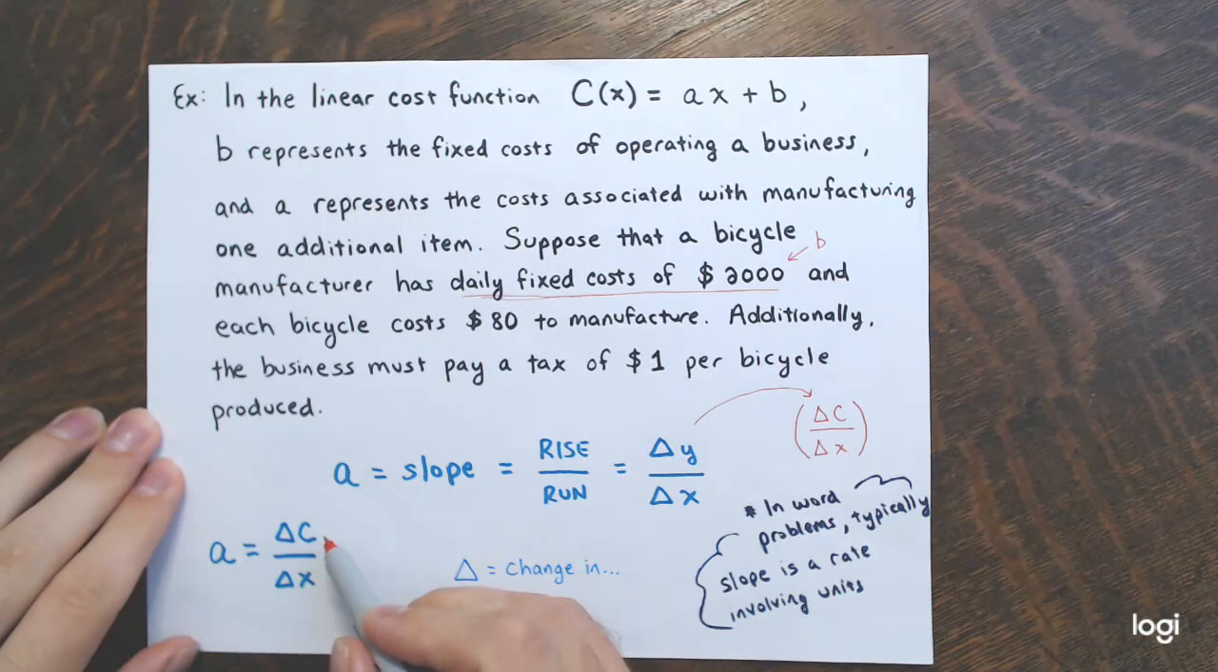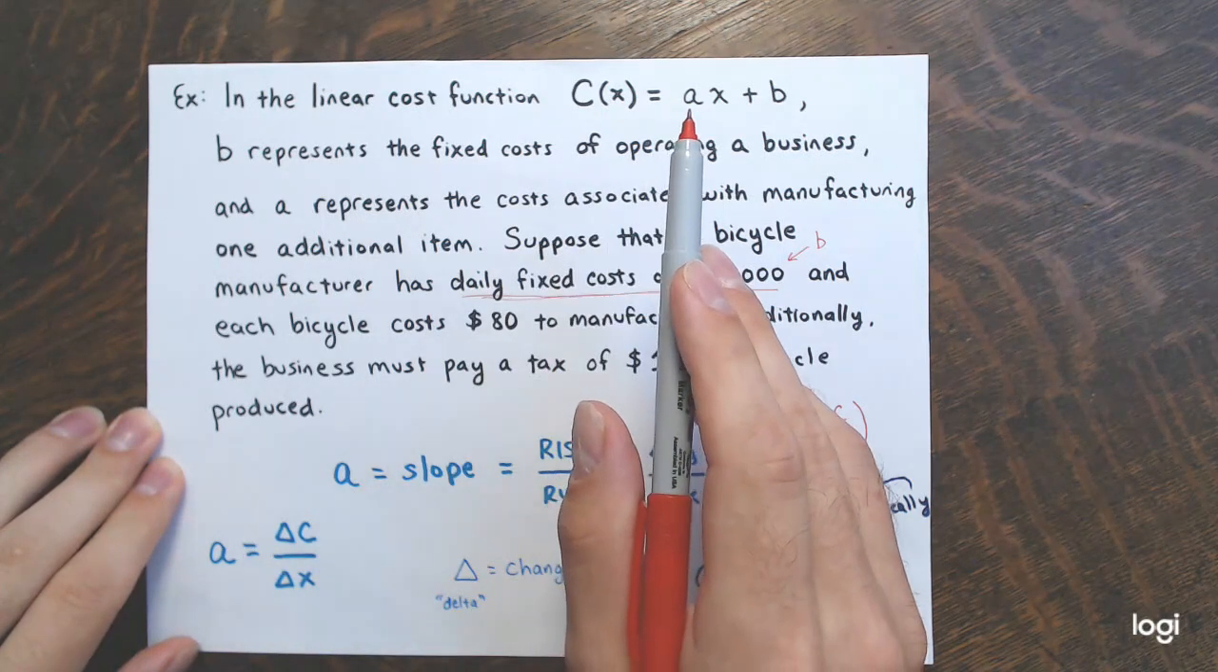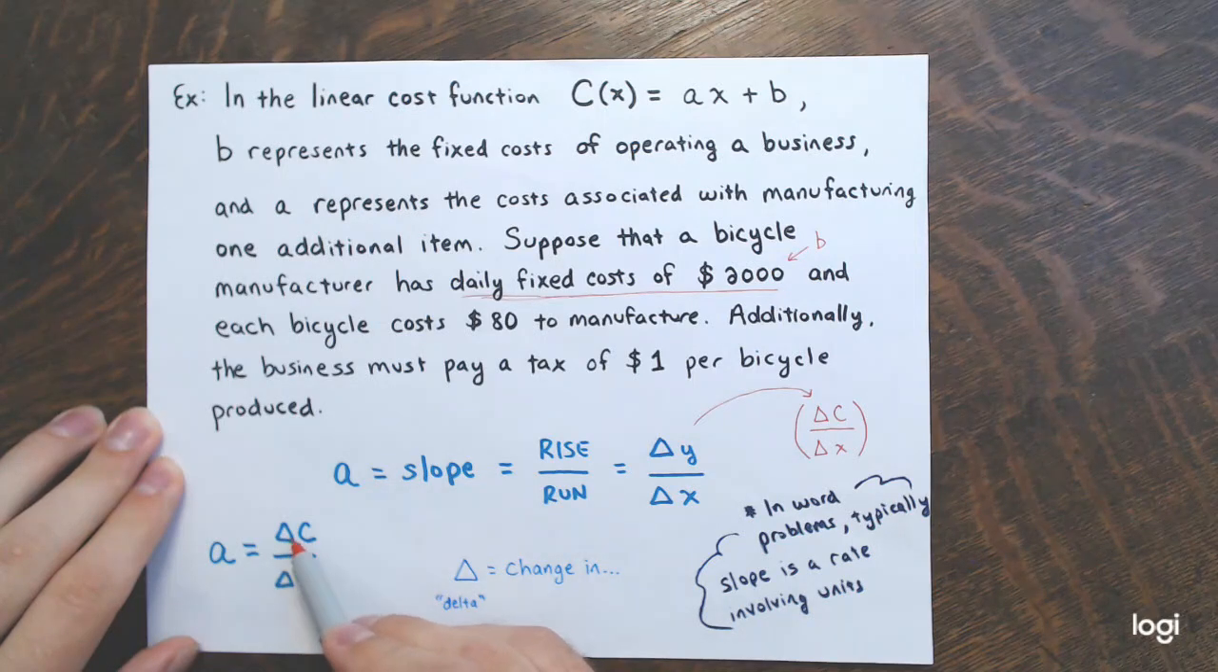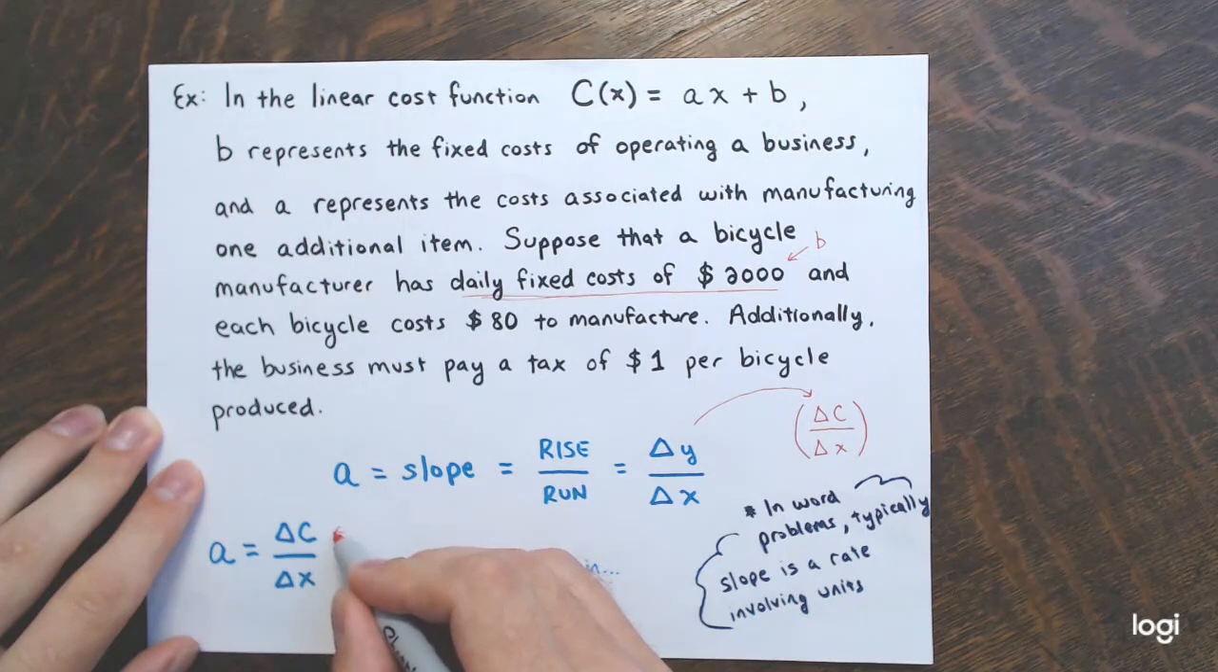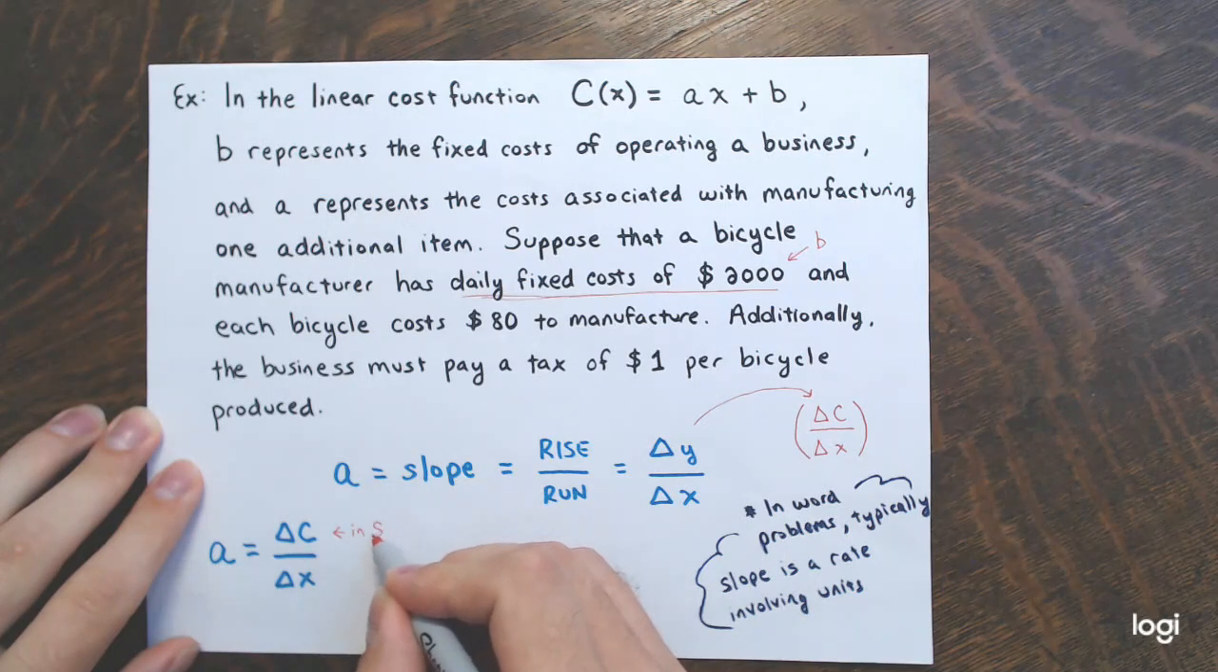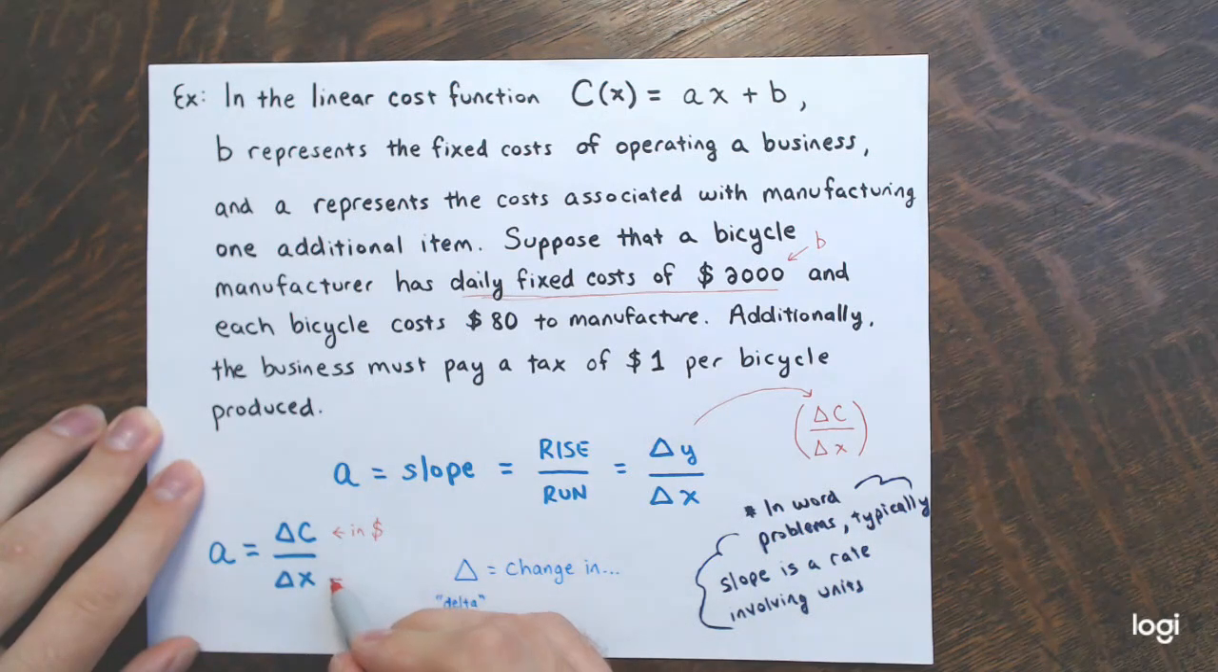All right, so my rate here, the a, the slope of this linear function, the change in cost over the change in bicycles. This is going to be in dollars, the costs, and down here the change in x. x is representing the amount of bicycles produced, right?